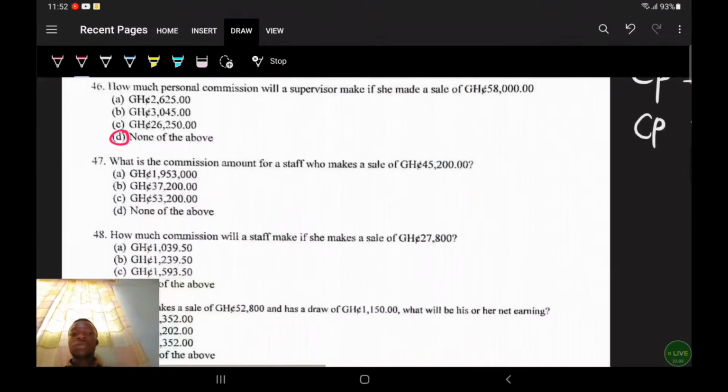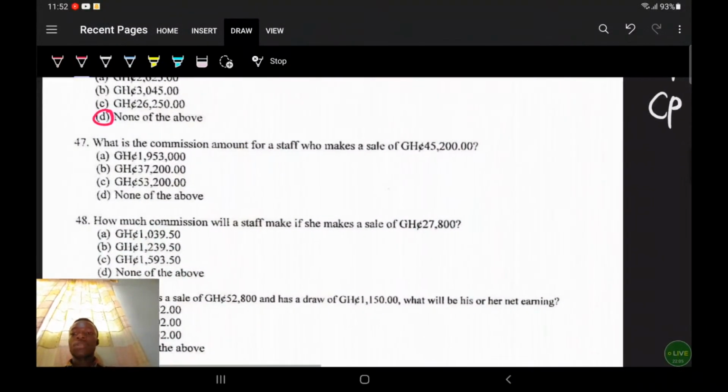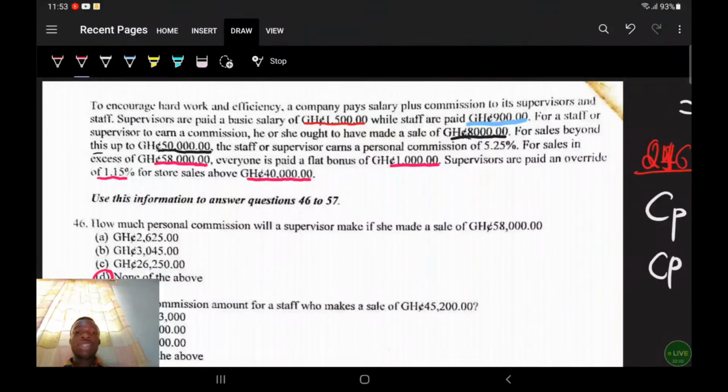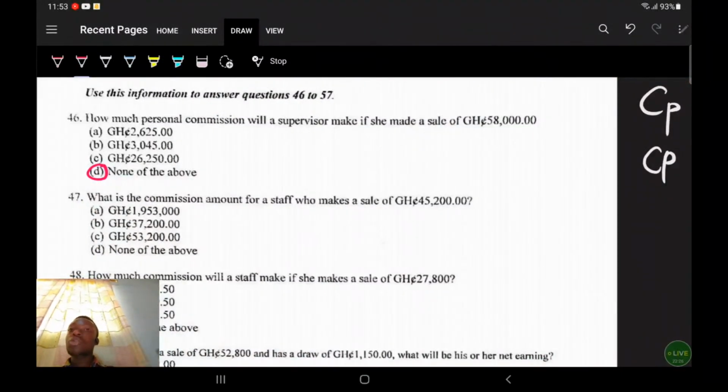So let's move on to question 47. Question 47. What is the commission amount for a staff? They are asking us for just the commission amount for a staff who makes a sale of 45,200. And we are given that the range within which we can earn a commission is a minimum quota of 8,000 and a maximum quota of 50,000. But here they're asking us for just the commission amount, not the commission.